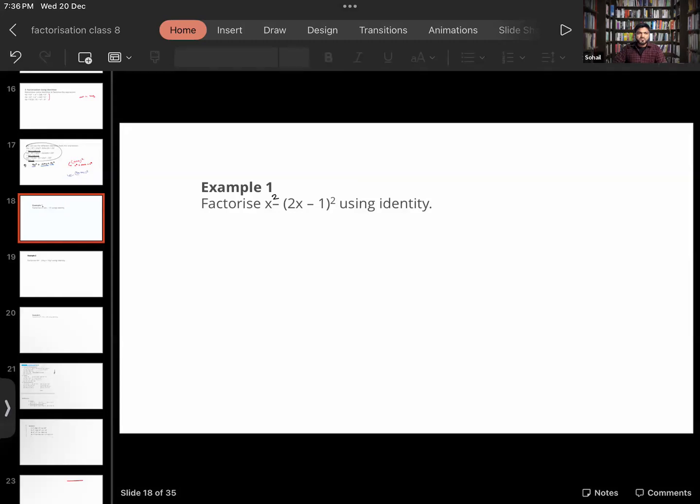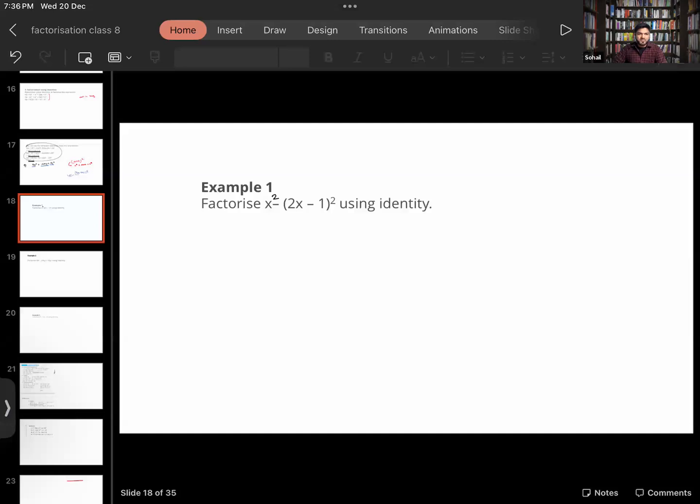Studied more than 18 identities. That is not required from the examination point of view. If you were to have the board exams, only 3 or 4 identities are required. Not that many identities are required. But if you are preparing for some competitive exams, it would be good for you to study them.